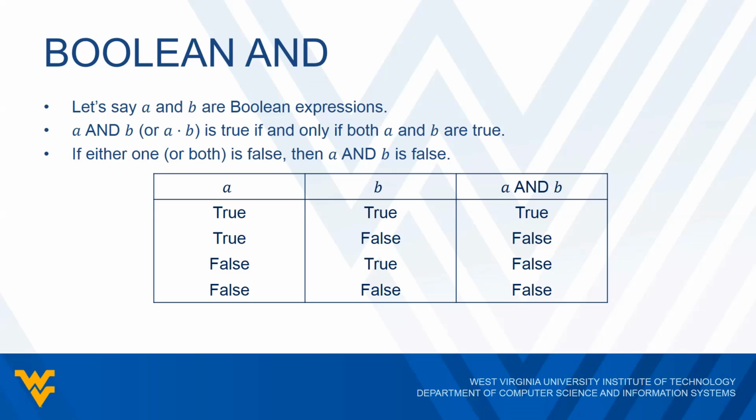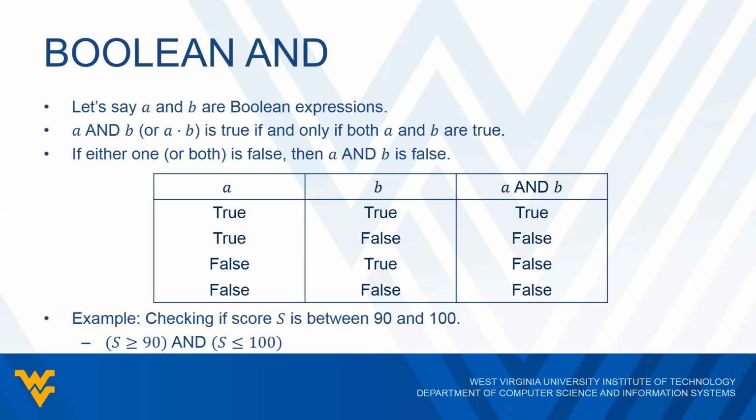Now let's take a look at a very simple example just to see how we would use the AND operation. So let's say we want to check if some score, which we call S, is between 90 and 100. So maybe we're checking if a particular exam or an assignment gave us an A. The way that we would do this is we would have our two expressions be that S is greater than or equal to 90, and also that S is less than or equal to 100. Because we want to check to see if S is between 90 and 100.